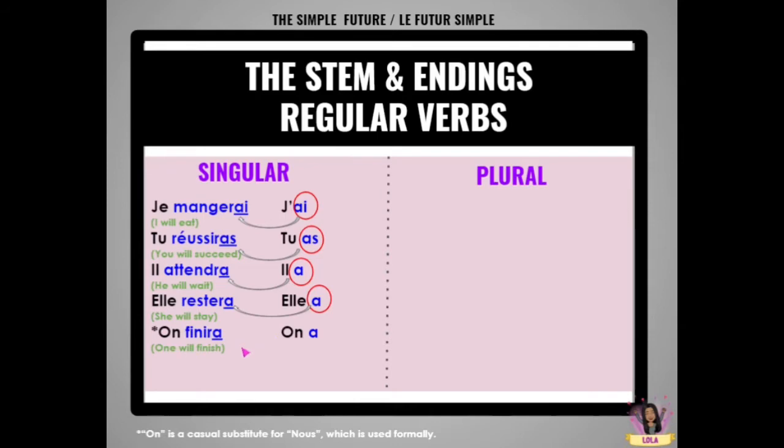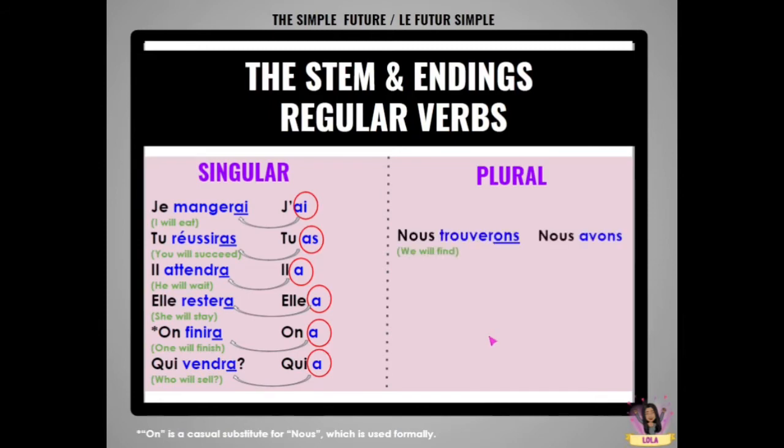The next one is on finira, and we see over here on a, the a goes right here, so it's on finira, one will finish. And finally, qui a, and the a goes right here, qui vendra, who will sell.